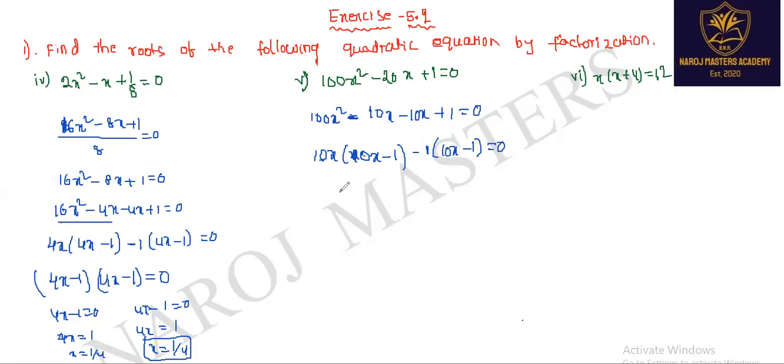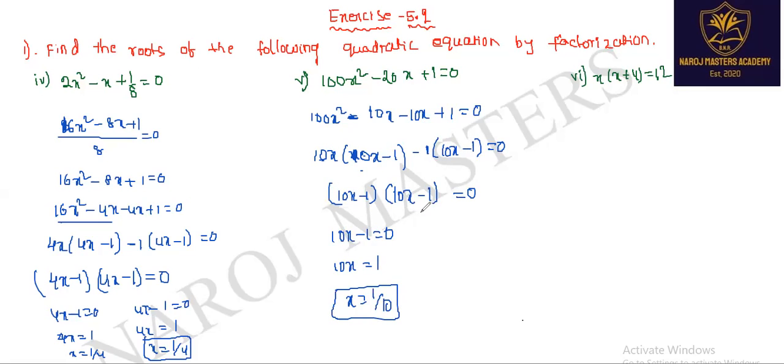This is 10x minus 1. I am taking common in both the terms. The remaining is 10x minus 1 equal to 0. So this is 10x minus 1 equal to 0. Then 10x is equal to plus 1, and x is equal to 1 by 10. Again here I am making this term equal to 0: 10x minus 1 equal to 0, 10x is equal to 1, x is equal to 1 by 10. Okay. Here again I am getting both are equal roots.